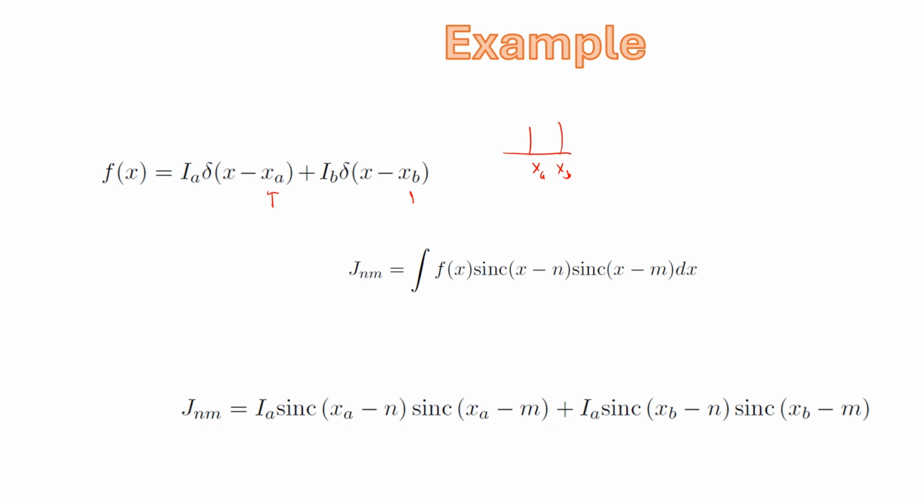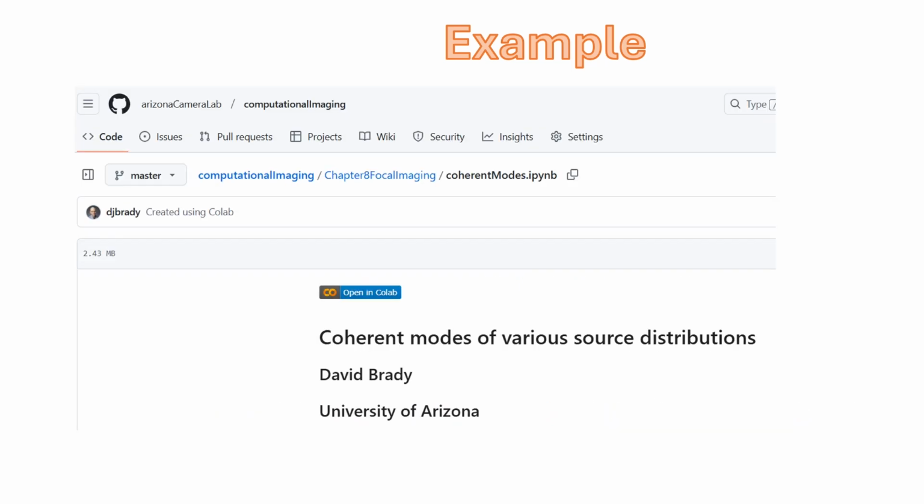So we have a matrix for values n and m of the sinc evaluated at position A, the position of the first point source, of x minus n evaluated at the sampling position n and m. Okay, so this matrix forms our J and M. We can look at the structure of this matrix and evaluate something about the underlying mutual intensity. And so that's done on GitHub, on the course GitHub site. There's this notebook on coherent modes to look at the structure of the mutual intensity matrix for various samples.